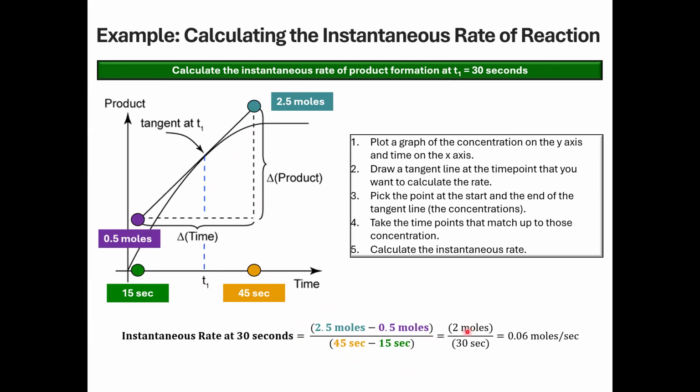Okay. Then that simplifies then. So 2.5 minus 0.5 will give you 2 moles. 45 seconds minus 15 seconds will give you 30 seconds. And then you just divide one by the other. Okay, so at that point then, your instantaneous rate is 0.06 moles per second.